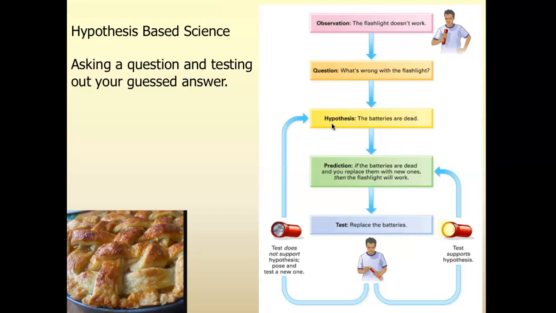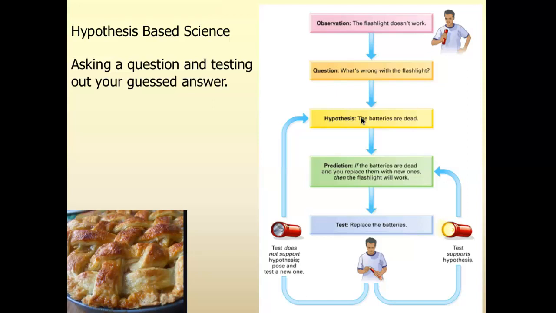So in your battery example, if your flashlight's not working, then you usually just go ahead and change the batteries, right? You just assume that the batteries are dead, but that's your guess. The hypothesis is the batteries are dead. The thing with the hypothesis, though, is that it has to be testable, okay? You have to be able to test your hypothesis in order for it to be a real workable hypothesis.